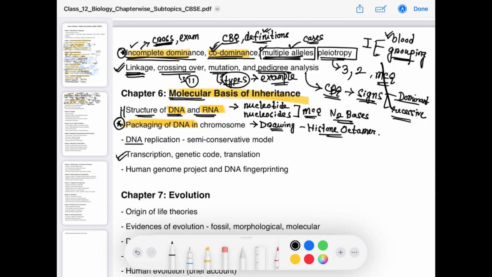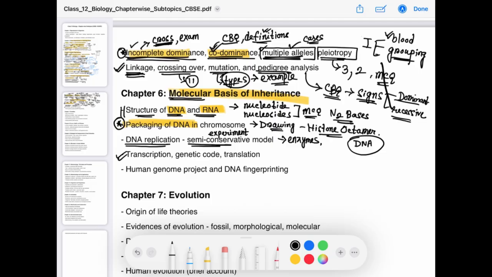Then there is DNA replication. About DNA replication you have to know about the enzymes properly. Then the semi-conservative model, the experiment that is there, you have to read properly. The experiment is very much crucial. And there is another thing, that is, DNA is the genetic material. There is an example also for that, so you have to read that too.